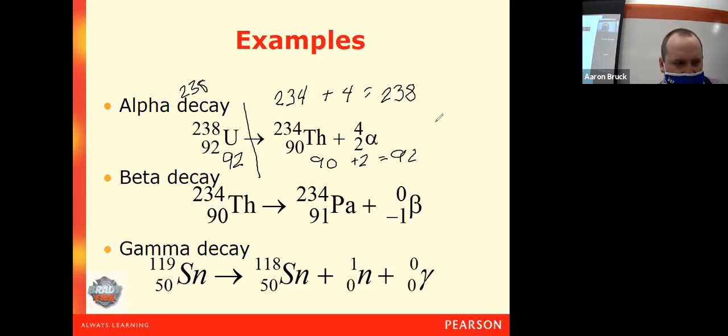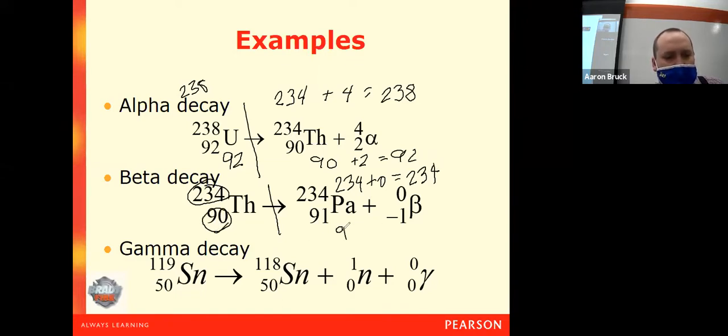In the beta decay, we can do the exact same kind of thing. Split it down the middle. I've got 234 on this side. I've got 234 plus 0 on this side, which matches up my mass numbers. Got 90 in the bottom, 91 plus a -1, gives me the 90 that I'm seeking over here.